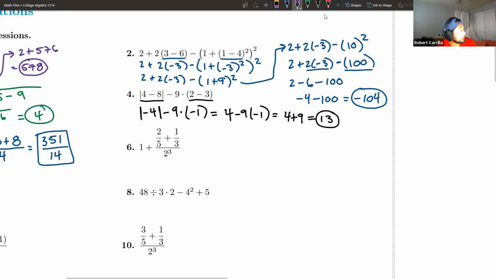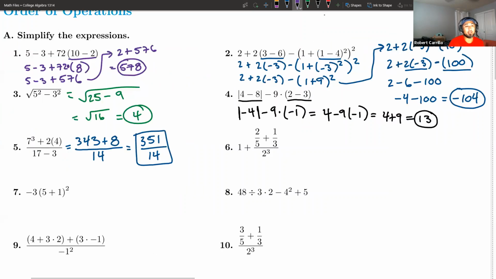1 plus 2/5 plus 1/3 over 2 cubed. Oh man. What we're going to do is handle all of this fraction first. There are fractions in a fraction. Good times. Let's add these two fractions together. To do that, we need the common denominator between 5 and 3. What is that common denominator? 15. So we're going to multiply 2/5 by 3.